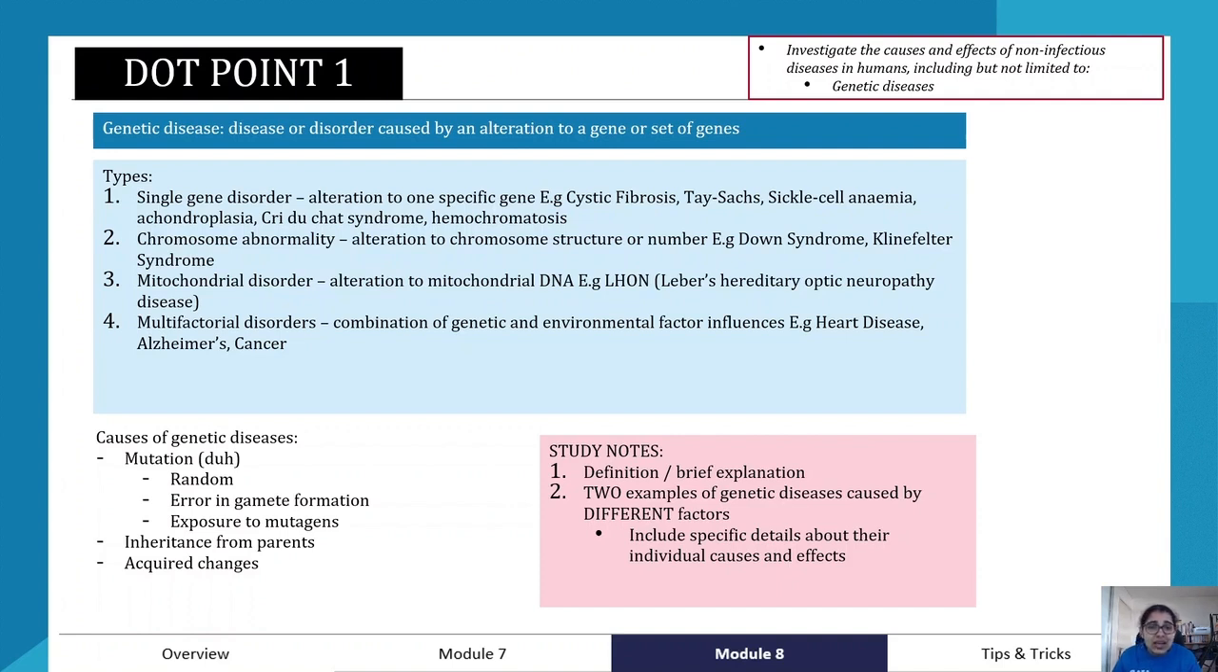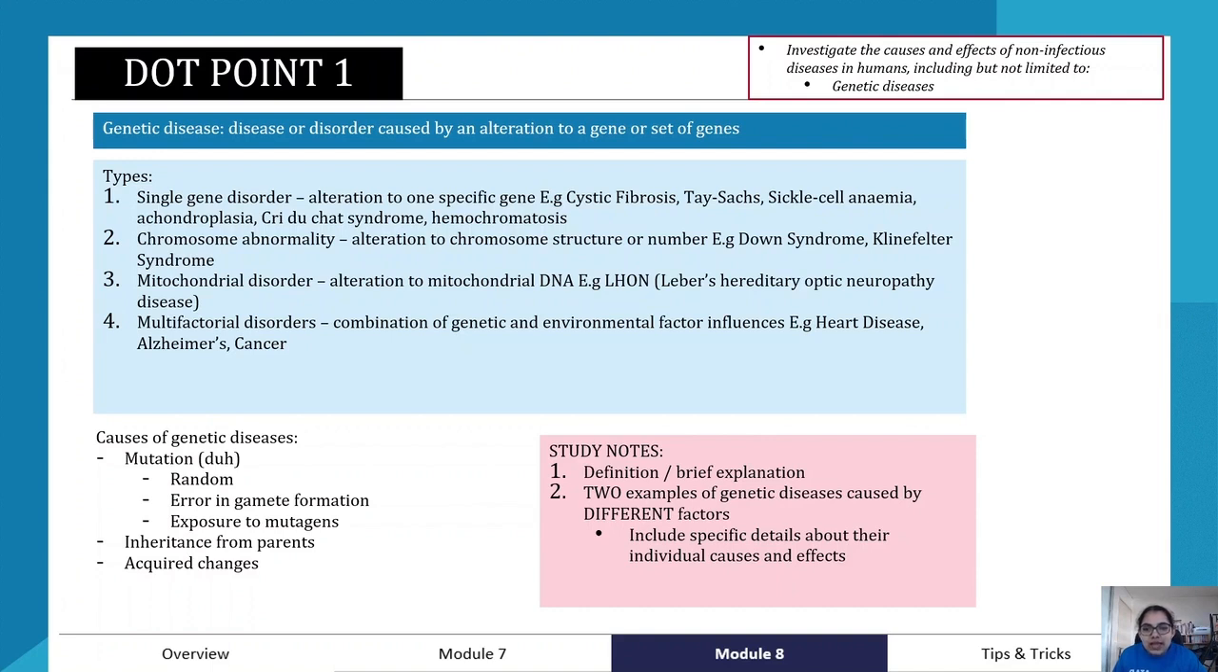So heart disease, Alzheimer's, cancers, all of them obviously have genetic susceptibility, but they also can be heavily influenced by your environmental factors. So, causes of genetic disease, of course, mutations. This bit is linking very strongly back to module 6. If you have a good understanding, this is where it's like a cross-module thing.